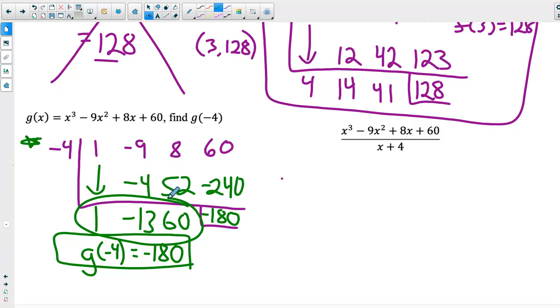In this case, find g of -4. I'm looking for a number. I'm looking for a y-coordinate. That's my y-coordinate. I got it. Okay? If it asks me to find the quotient, that's when I start writing this out. Okay? So, any questions before we keep going? How do we feel about this? Decent? Pretty good? All right.